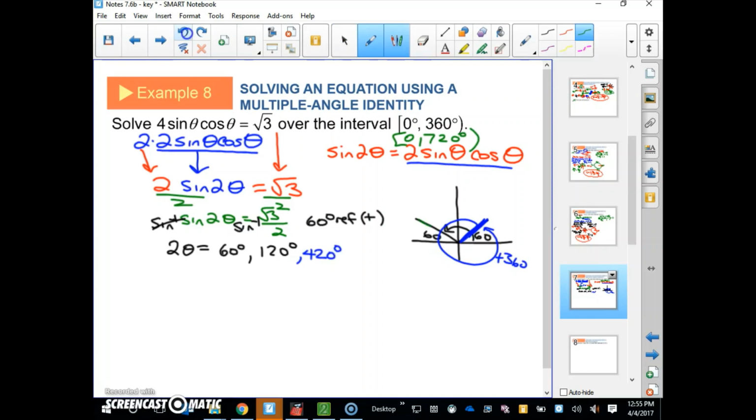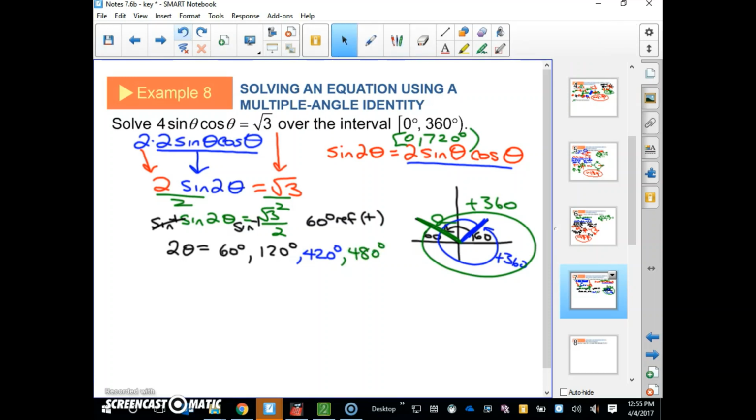Do the same thing for this one. This was 120, and if I go around again, I'm adding 360. That's 480. So here I'm going around twice. That's all I can do. Double angle, double interval, you're going around twice. You can't go around again, because if you added another 360, you'd be bigger than 720, and that's your boundary. You'd be out of bounds. The double angle has to be between 0 and 720.